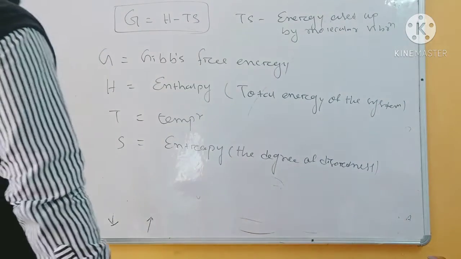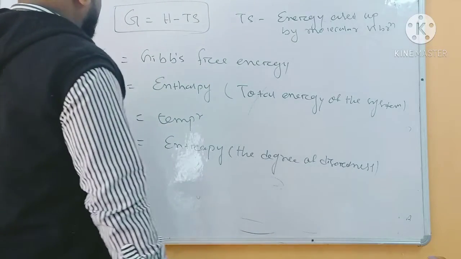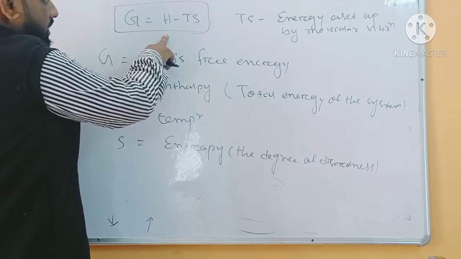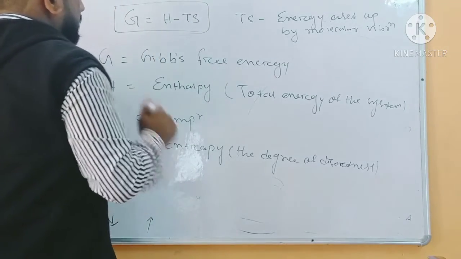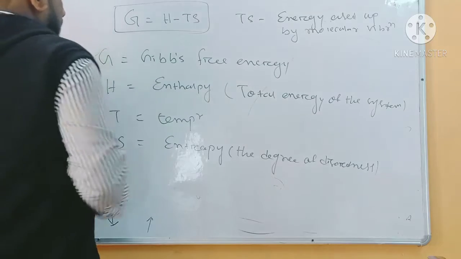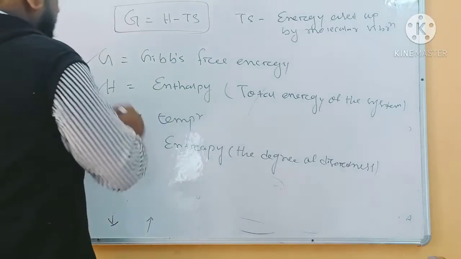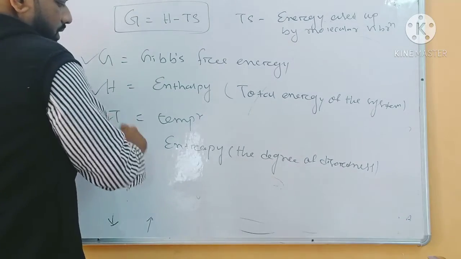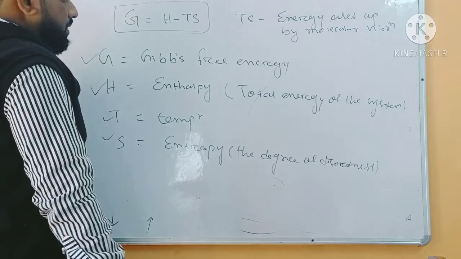Now, melting, the thermodynamic view. So we are dealing here with the Gibbs free energy. The Gibbs free energy G will be equal to H, enthalpy, minus temperature times entropy. So here G is the Gibbs free energy, H is the enthalpy. Now what is enthalpy? The total energy contained in a system is the enthalpy of the system, and T is the temperature, and S is the entropy. Now what is entropy? It is the degree of disorderedness of the system.